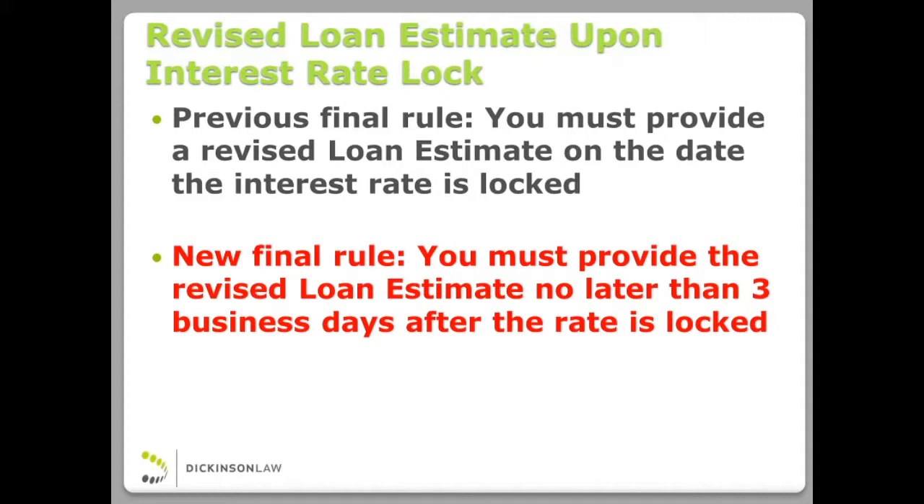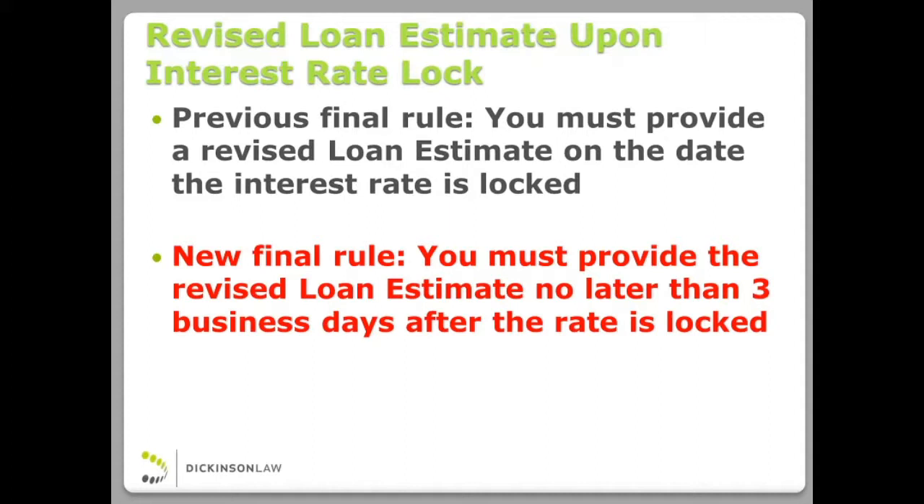So under the previous final rule, isn't it fun with the CFPB where you get multiple versions of final rules and you can talk about the 2014 final rule versus the 2015 final rule. Everything seems to be somewhat interim, but under the previous final rule, you had to provide a revised loan estimate on the date that the interest rate was locked.